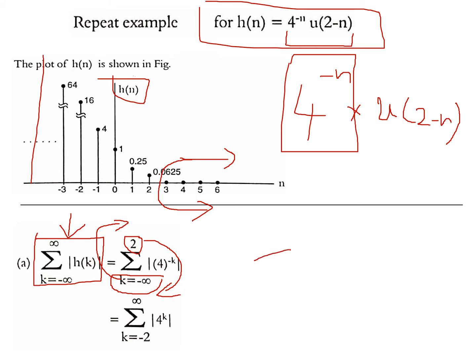That is summation k equal to 2 to k equal to minus infinity of 4 to the power of minus k. In mathematics, this limit I can reverse, no problem, because in integration a negative sign will come here. In summation, the negative sign doesn't come.